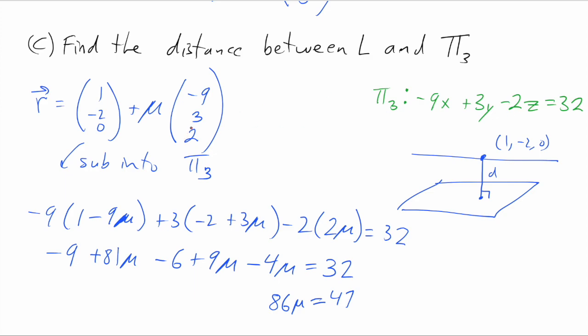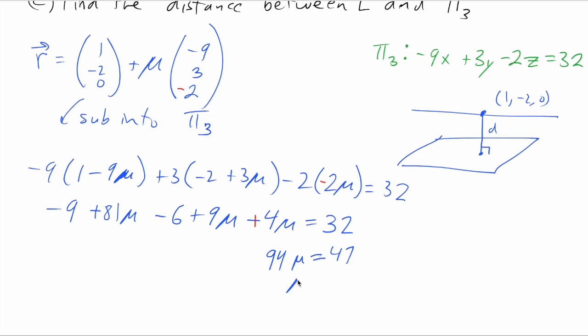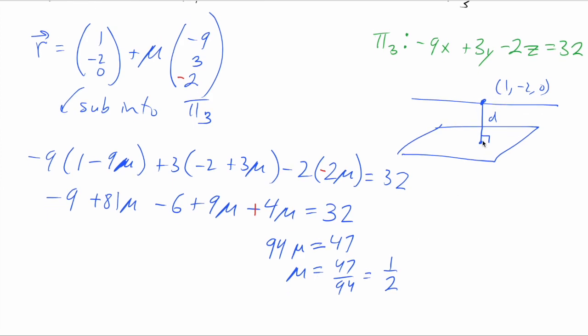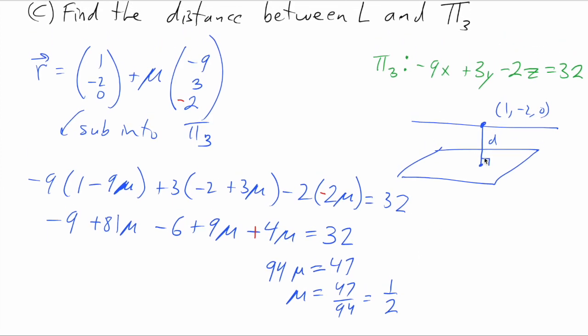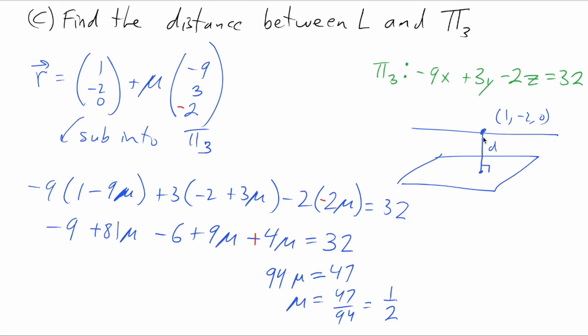Okay, I just realized I made a bit of a mistake. This is negative 2 over here. So this should have been negative 2, and this should be negative. So this should be positive. And of course, we don't get 86. We will get 81, plus that we get 94, which makes more sense because now we get a nice mu equals 47 over 94, which equals half. Okay, so mu equals half. We'll get you this point right here.